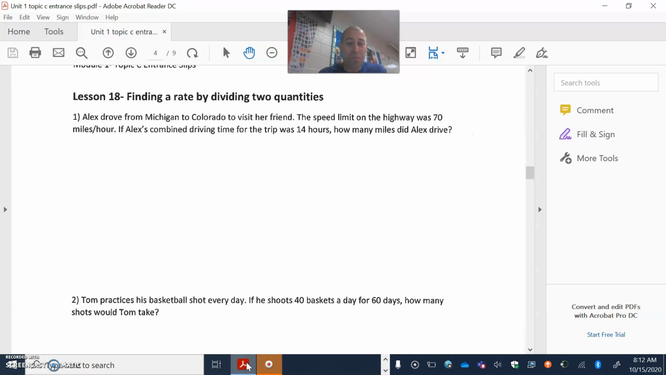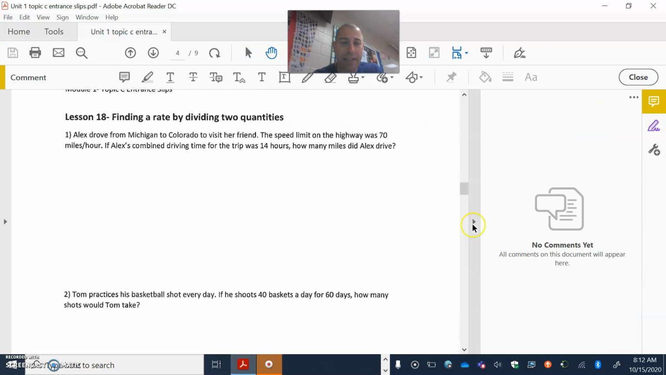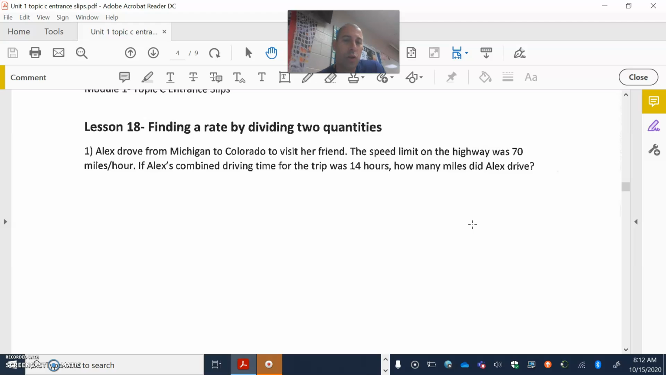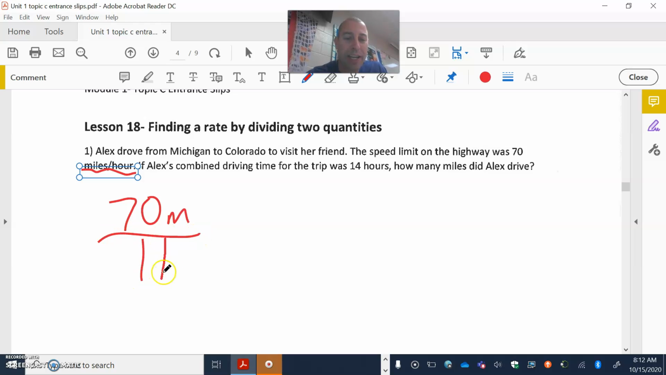Otherwise, here we go. So in question number one here, we got Alex driving from Michigan to Colorado. The speed limit on the highway was 70 miles, and then there we go. There's that slash that we're talking about. 70 miles, and that means per hour. Per meaning for one. So there's my ratio. We've got ourselves 70 miles in the 1 hour. So that's the important thing always, is get that ratio down first.